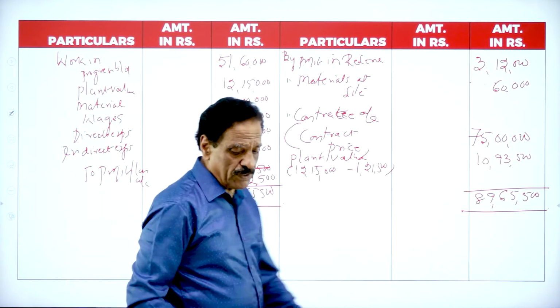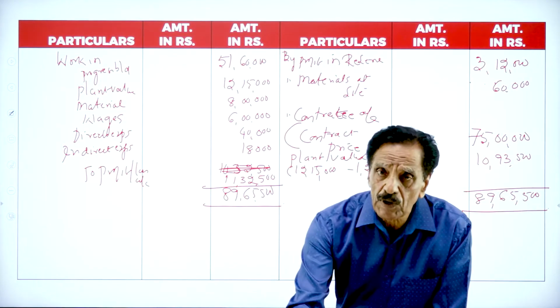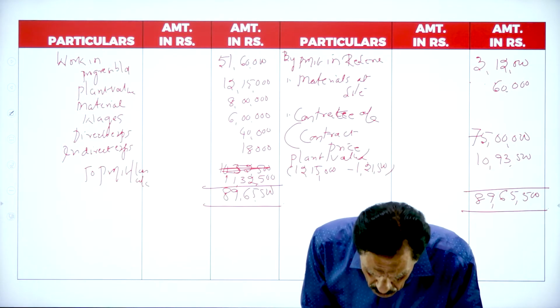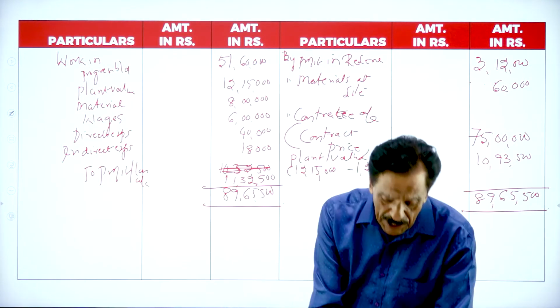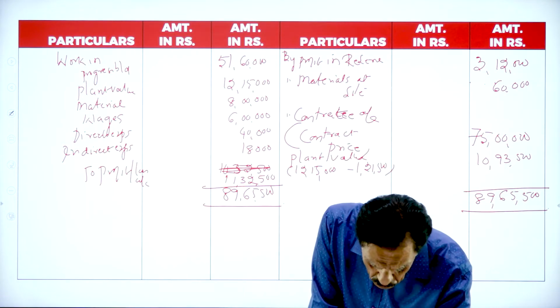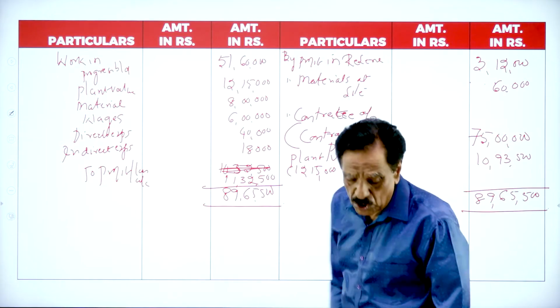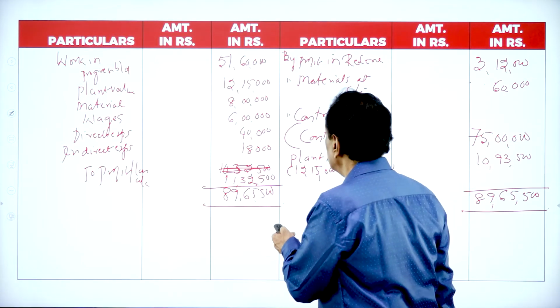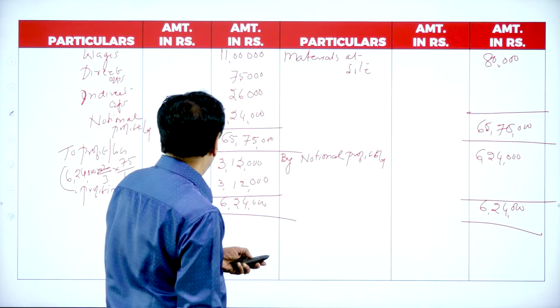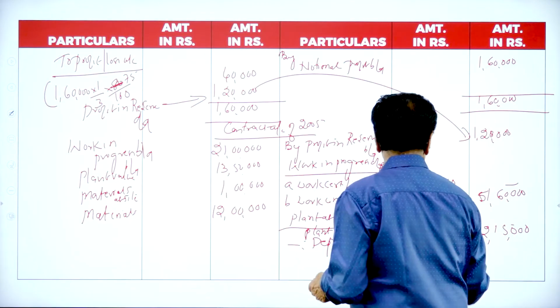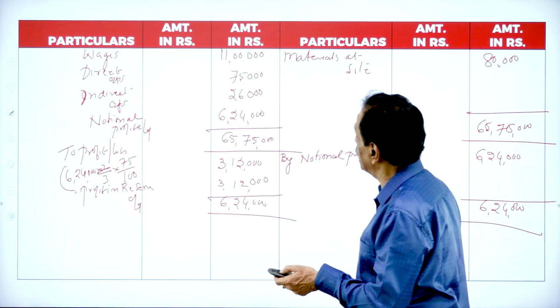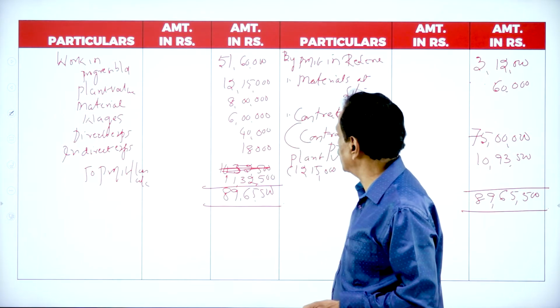Any amount left over, we'll see that. Here, one by one, we'll see the leftover amount. You got 51 lakh 60,000. Material at site 80,000. Plant issued 12 lakh. What is the plant value in the last year? 12 lakh 15,000. 12 lakh 15,000 you have got.